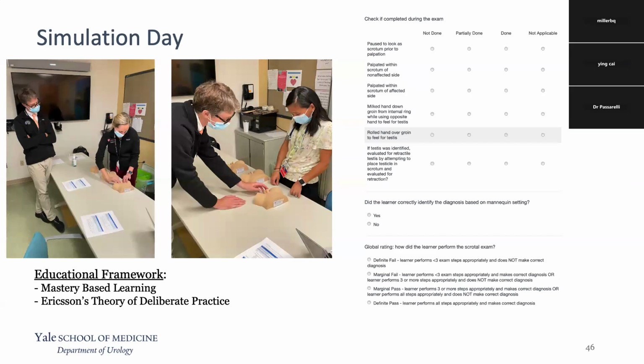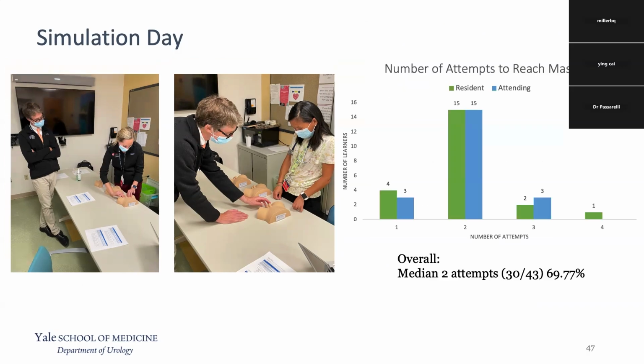This is based on a couple of educational frameworks, including mastery-based learning and rapid cycle deliberate practice with directed feedback. There's a well-defined task. You get detailed and immediate feedback and an opportunity for repetition until you reach a mastery level. What we found was that overall, for the majority of learners, it only took 2 attempts for them to reach mastery level on how they performed the exam.